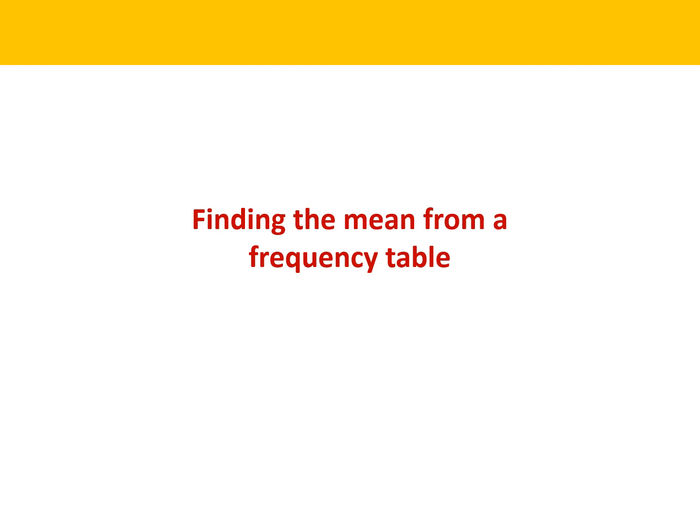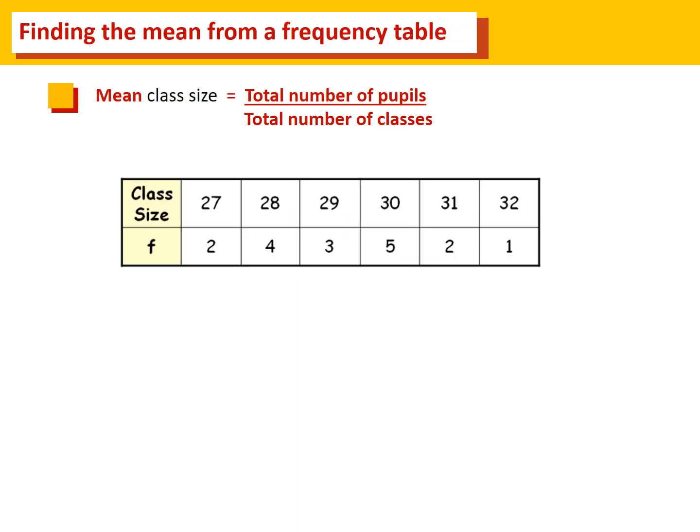Hi guys, we're going to be finding the mean from a frequency table. I'll explain what a frequency table is when we look at our table. So we're looking at class sizes, and we've got class sizes of 27, 28 up to 32, and the frequencies 2, 4, 3, 5, etc. What do they mean? Well, what that means is we have two classes of size 27.